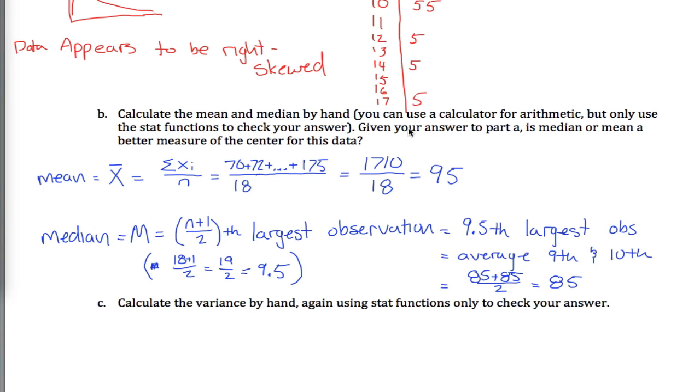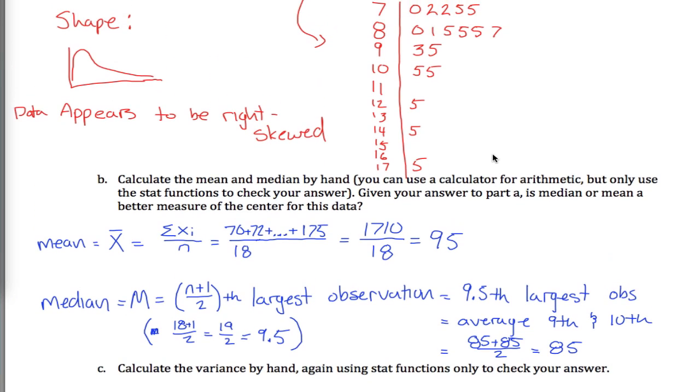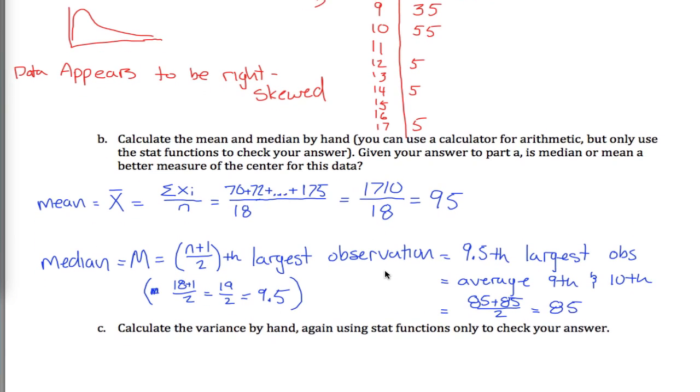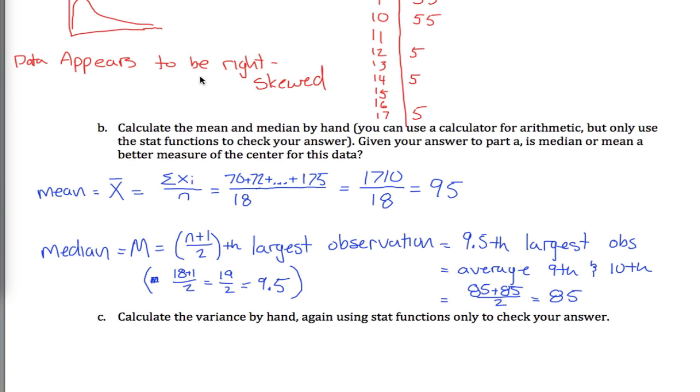Then it asks which of those should I use, mean or median, which one's a better measure for the center. You have to remember that when you have skewed data, it's better to use your median. When you have roughly symmetric data, it's better to use your mean. If you're skewed, you're more likely to have outliers or really large observations, and those have a big effect on your mean, but not as big of an effect on your median. So since the median is resistant to large observations or outliers, because the data is skewed, use the median.